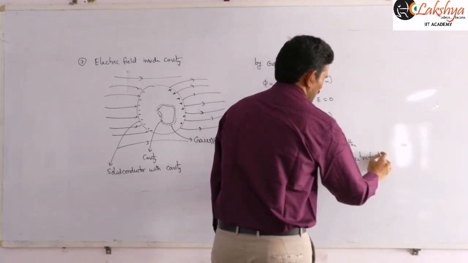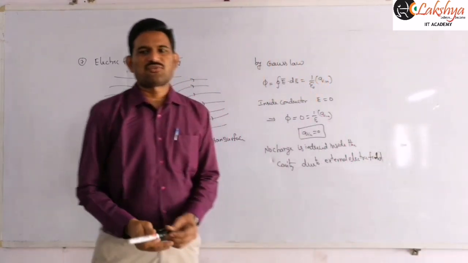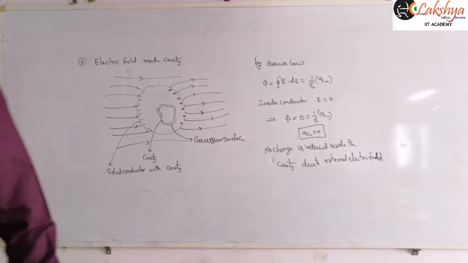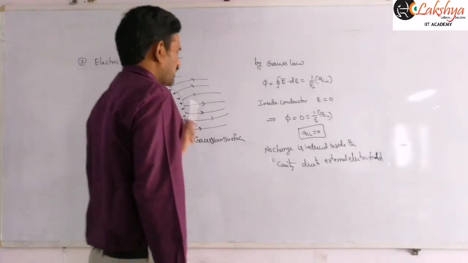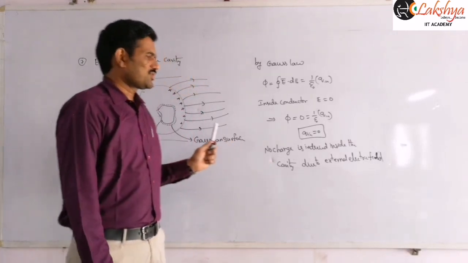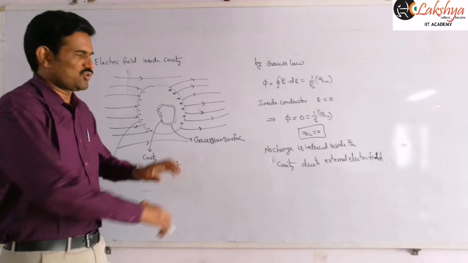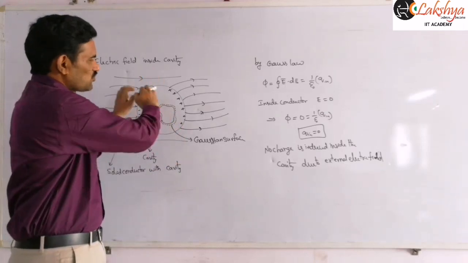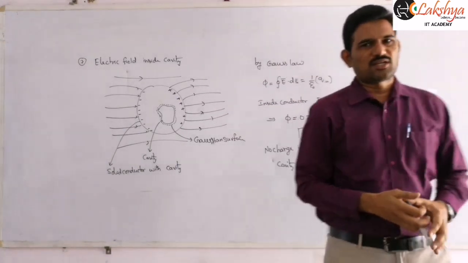That means if any such external electric field is present here, no cavity charges will be produced inside that. Due to that electric field, no charges are produced on the inside surface of the cavity. Those charges will be induced only on the outer surface of the conductor.